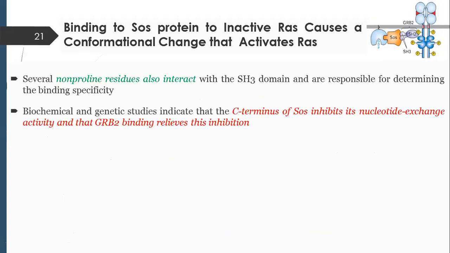Okay, so biochemical and genetic studies indicate that the C terminus of Sos was blocking the nucleotide exchange activity, its GEF activity. But when the C terminus was bound with SH3, this inhibition was blocked.